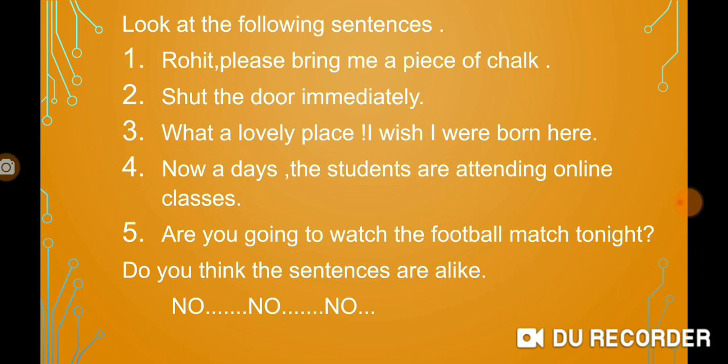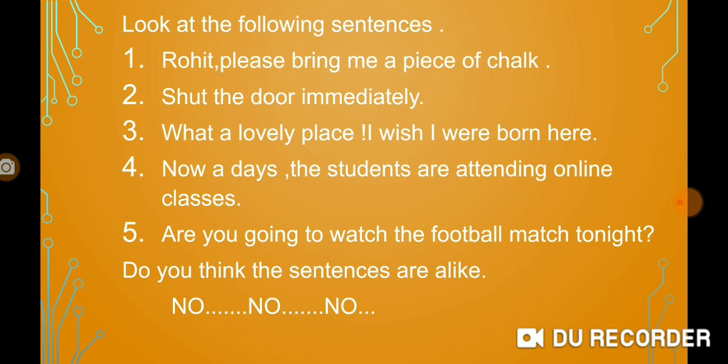Finally, if we look at the fifth sentence, you see: Are you going to watch the football match tonight? The speaker is asking his friend whether he is going to watch the football match. So this is a kind of question. In this way, we come to know that the sentences that we use in our day-to-day life, just like the examples taken here, are not of the same kind.